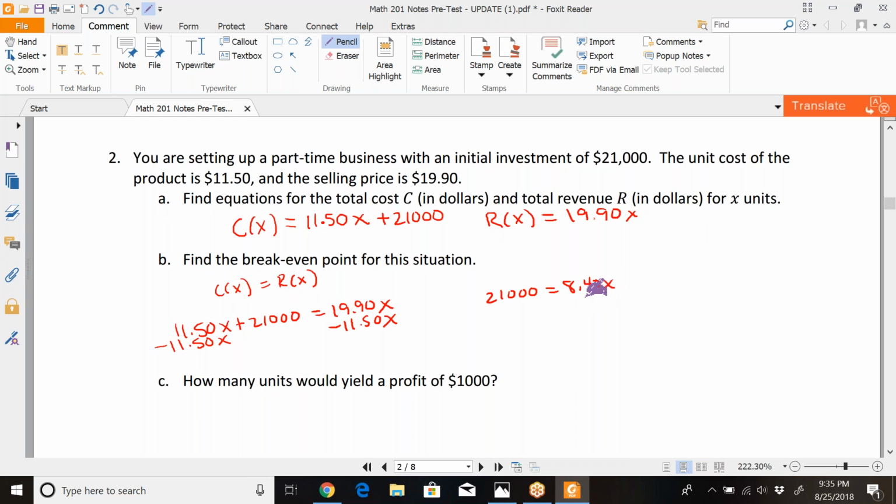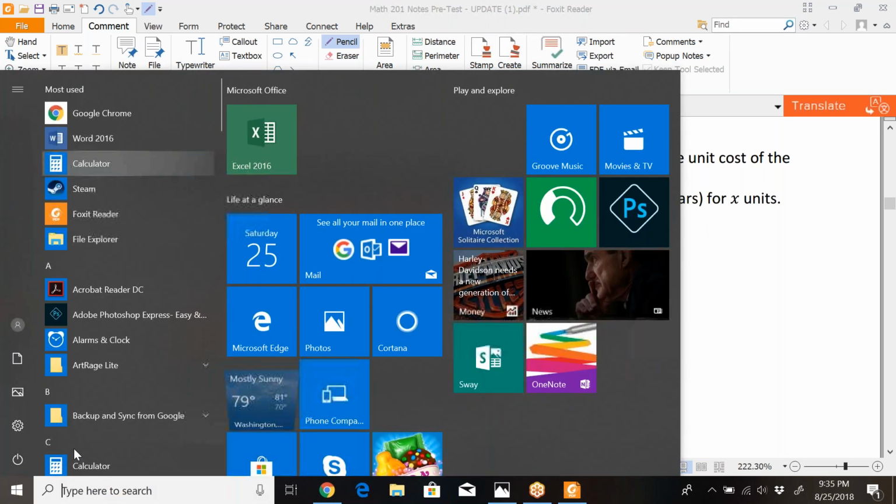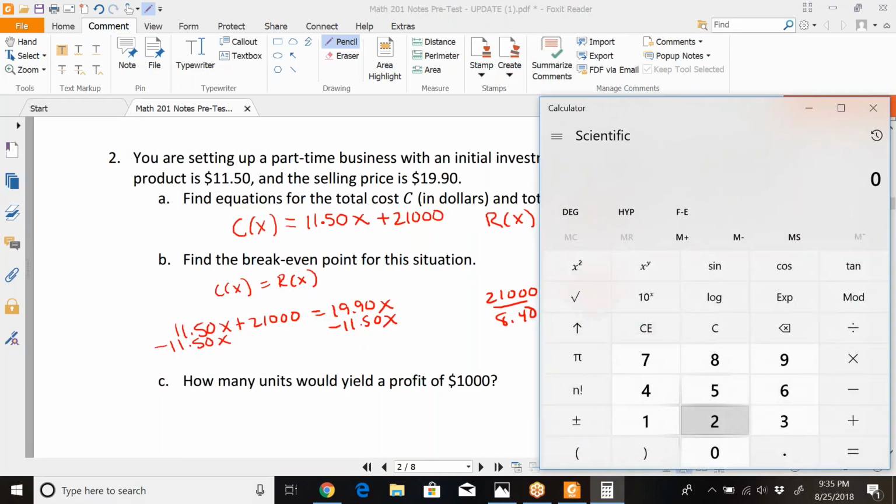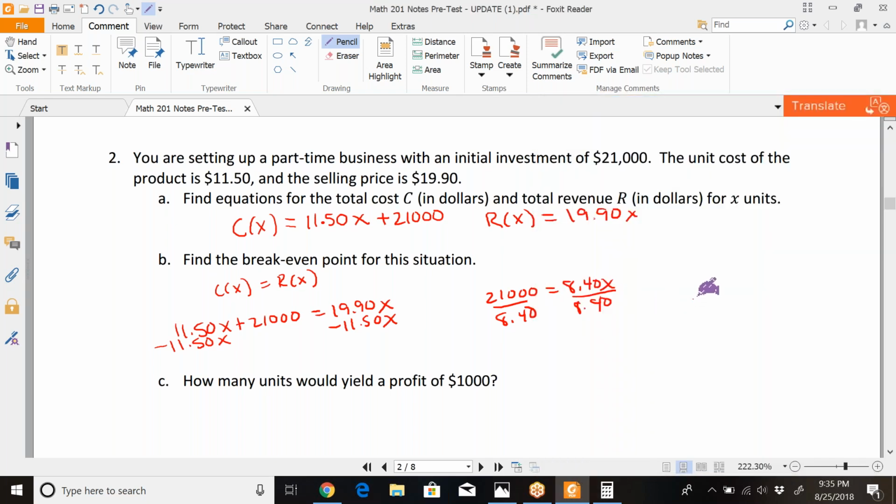8.40x. And we'll divide by 8.40 to see the number of units that it will take for them to sell to break even. So let me get my calculator pulled up. So 21,000 divided by 8.4. That's going to be 2,500 units.